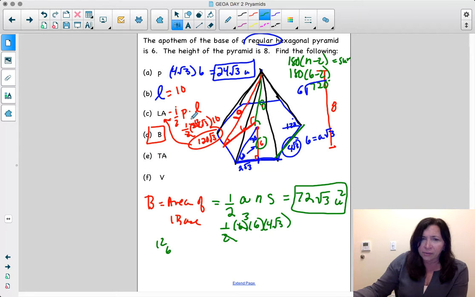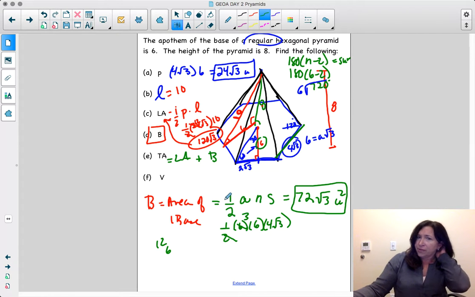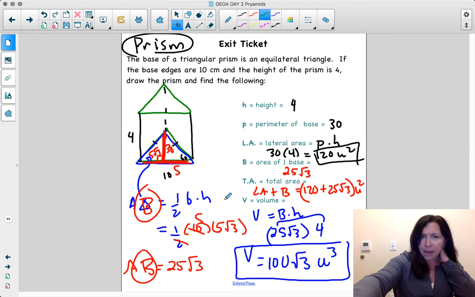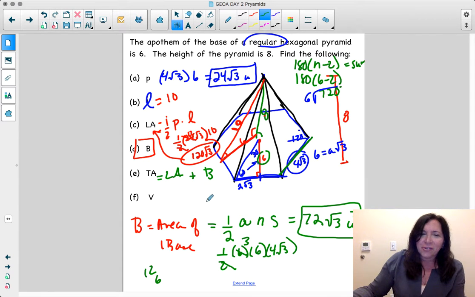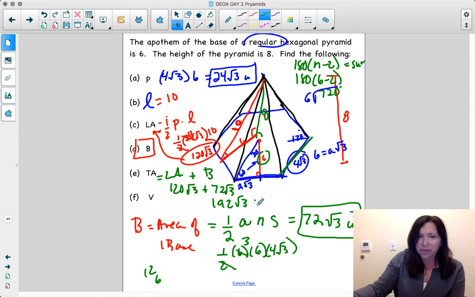Now, my total area, remember, is my lateral area plus the area of one base, where the last shape was the area of two bases, right? So I did that wrong. So the lateral area plus 2 bases, because we have 2 bases. That's why I knew I was going to get that confused. So I'll come back and fix that. So anyway, you've got the lateral area plus the area of one base. What's my lateral area? 120 root 3 plus the area of one base, which is 72 root 3. Oh, and so that's going to be 192 root 3 units squared.